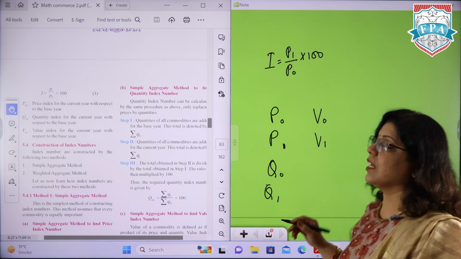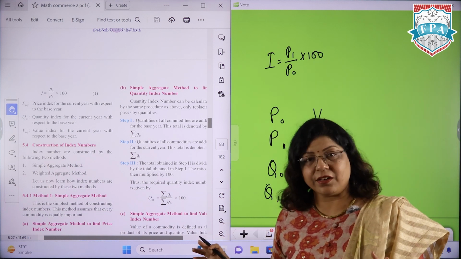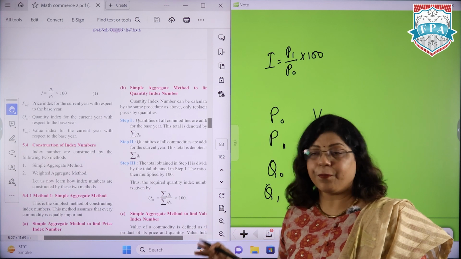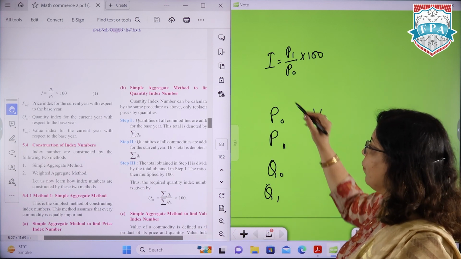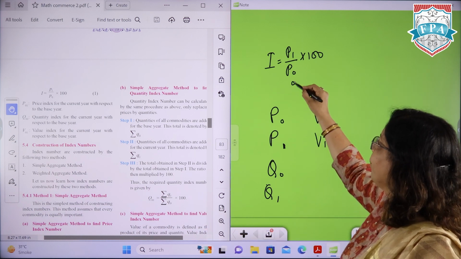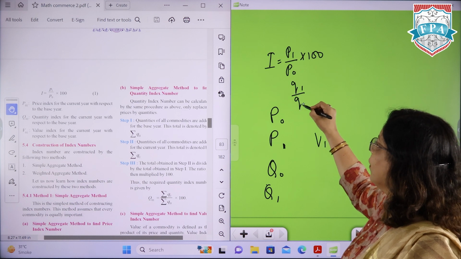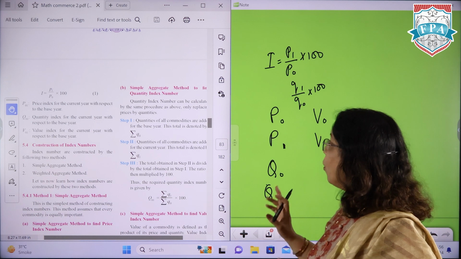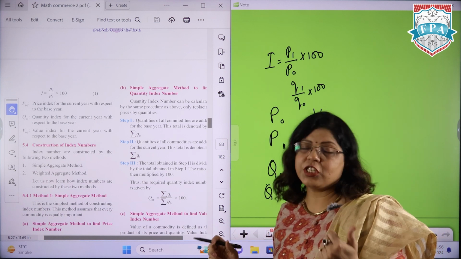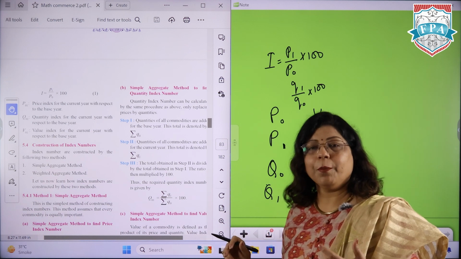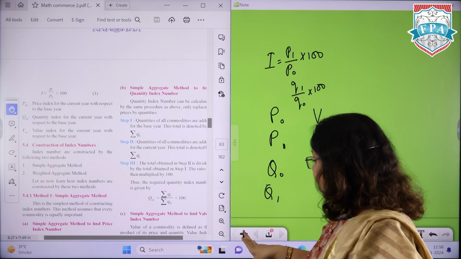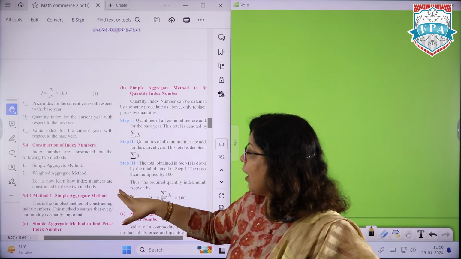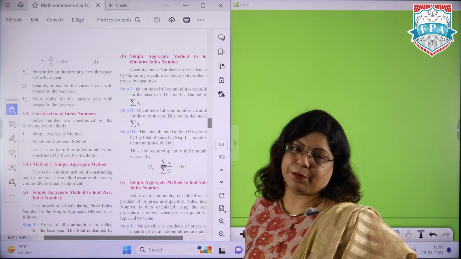This can also be stated as price relative. That's the term for this. For the quantity, same thing, we go with Q1 by Q0 into 100, which can be taken as the quantity relative. Questions usually will be majorly based on price relative. Now on the basis of this, we construct the index numbers.